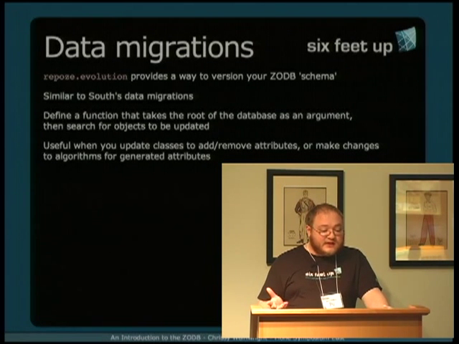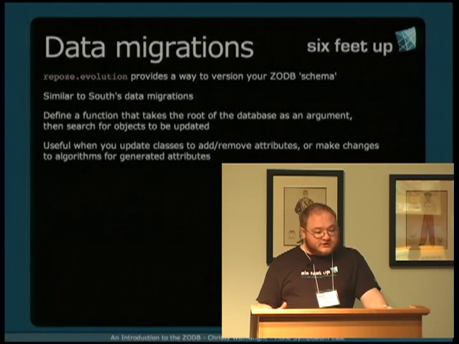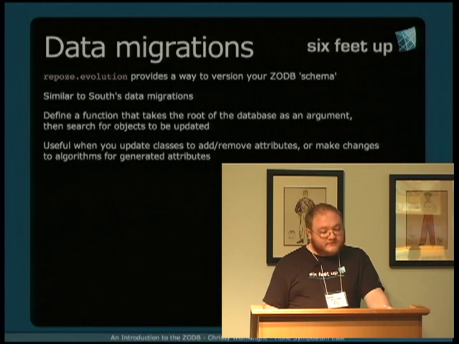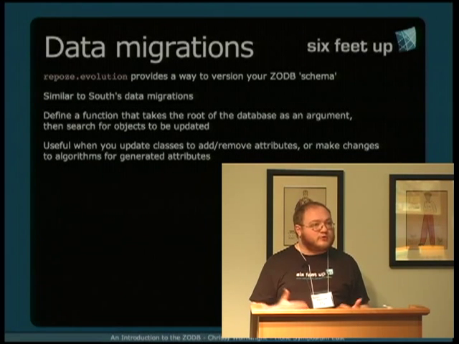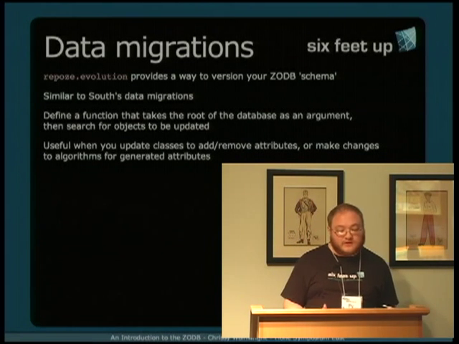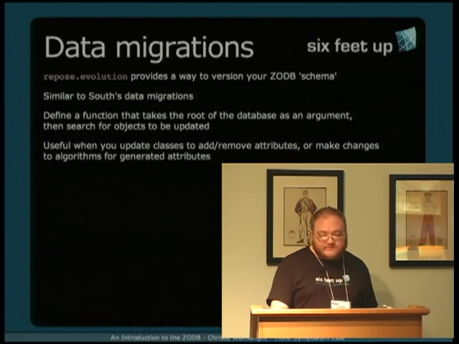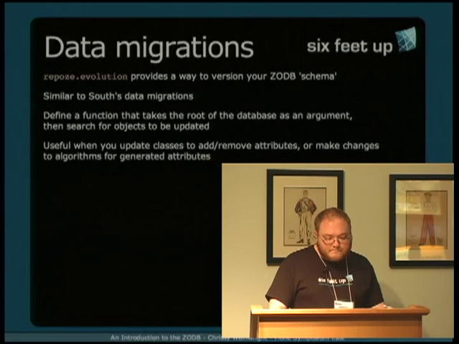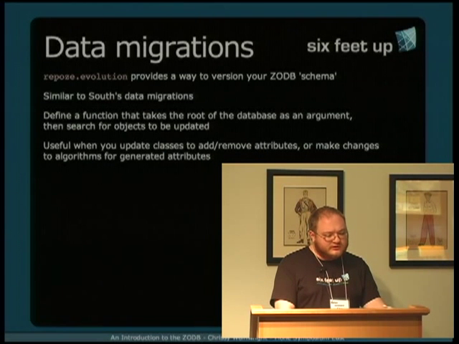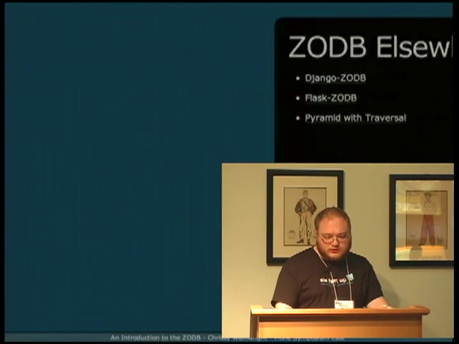And essentially, it allows you to define a function that takes the root of the database as an argument, and then from there you can do whatever. You can recurse over the database, you can look up stuff in catalogs if you've got them, you can force catalog updates, that kind of stuff. So yeah, that's largely used in Pyramid applications at this point, I believe.